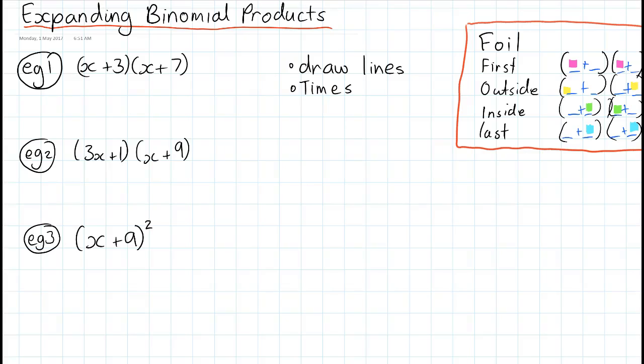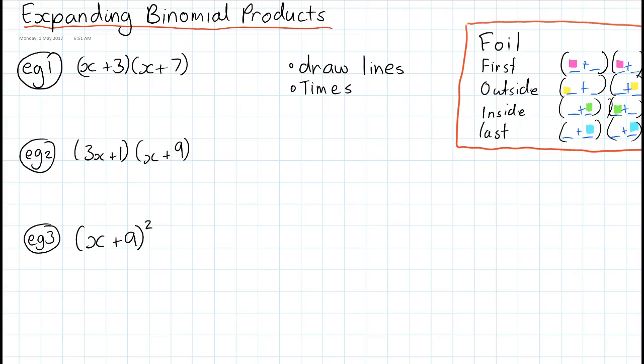Guys and girls, today we're looking at expanding binomial products. What that means for us is that we're going to take these brackets and times them by each other and get their answer. Okay, so let's get started.